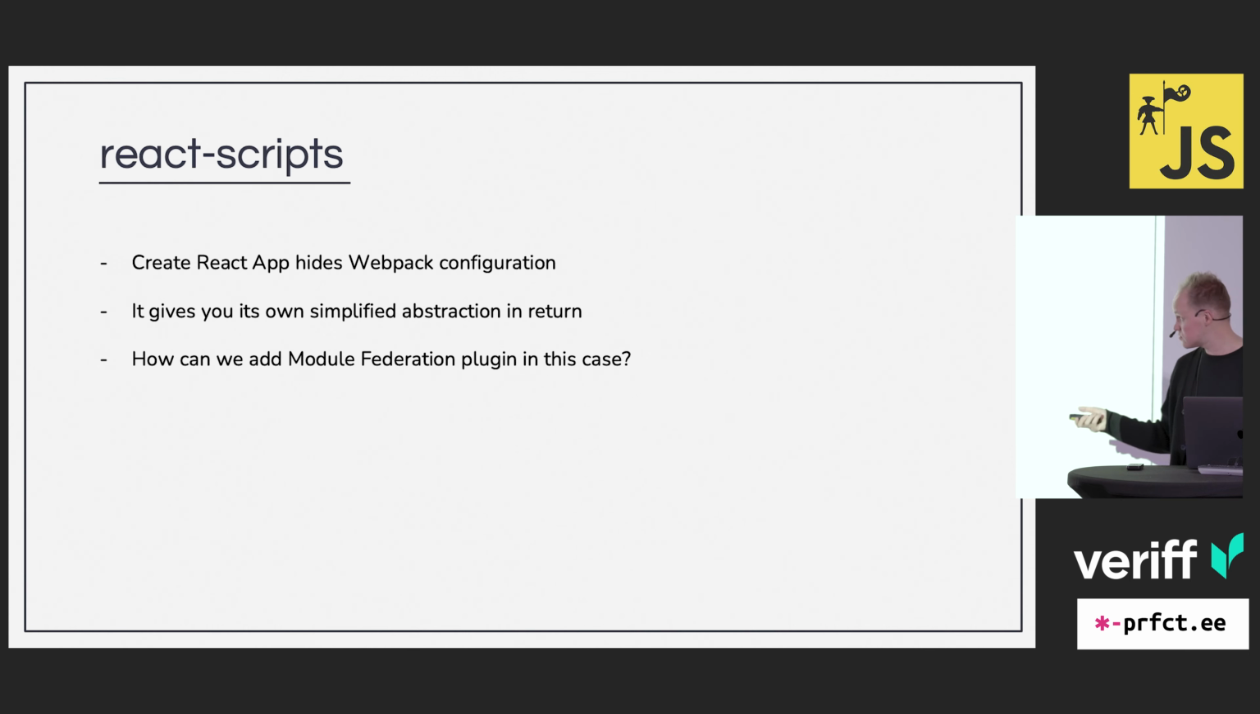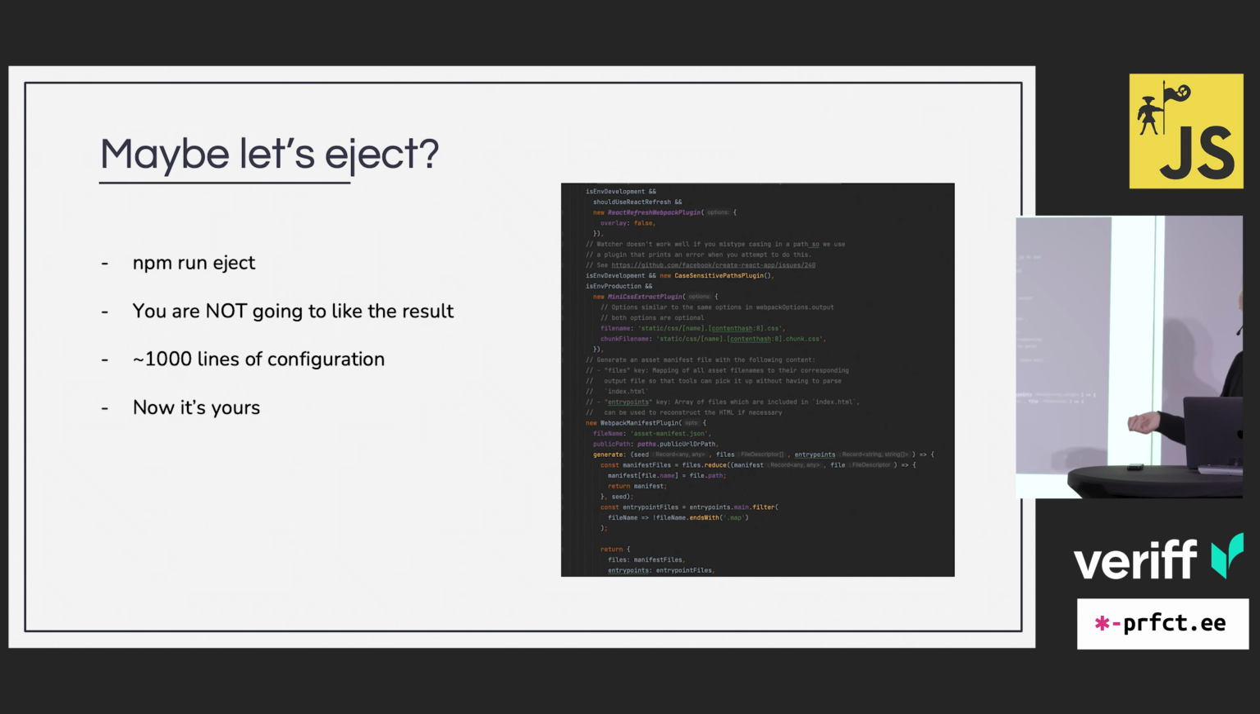But we actually need to work with the Webpack configuration. That React abstraction is not enough. We need to somehow describe that: please use that Module Federation plugin. What are our options? We can eject, but it's a nightmare. When you run that eject script, React states that please don't do it, but if you are a pervert, you can.